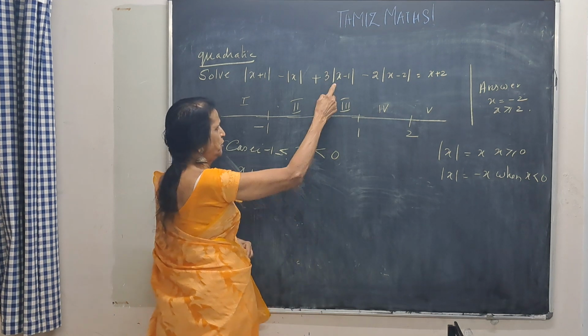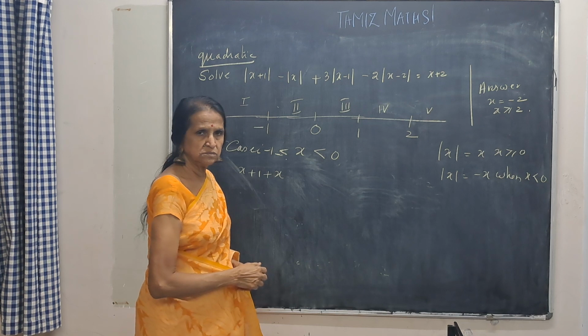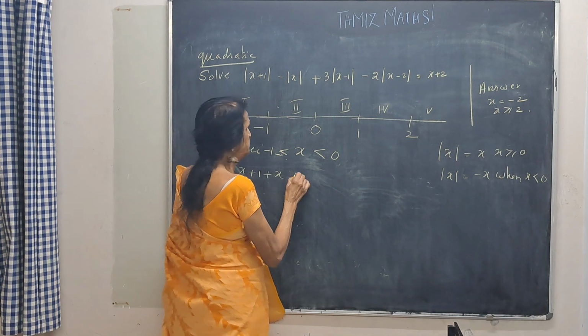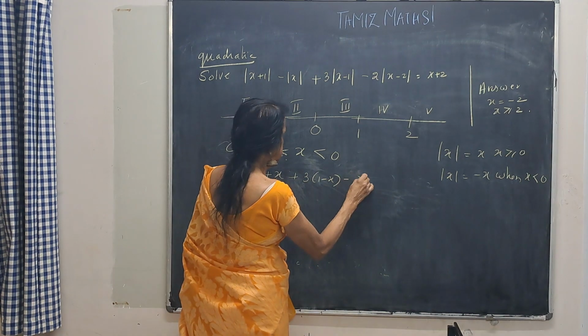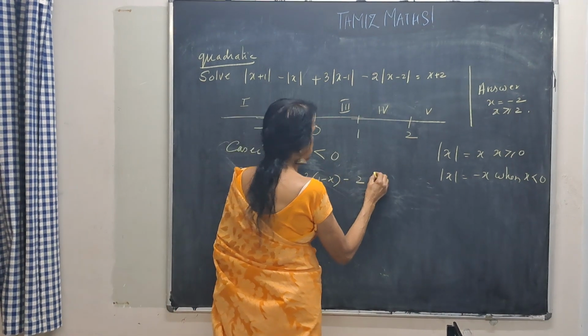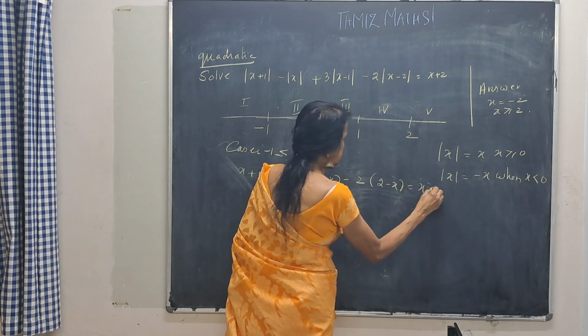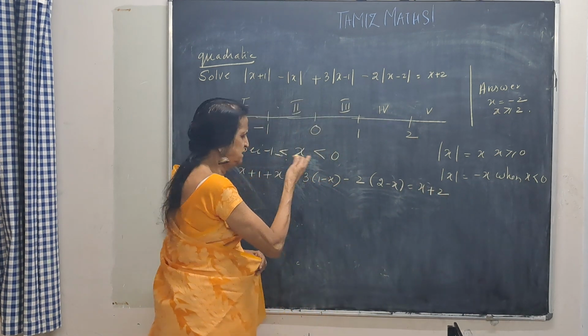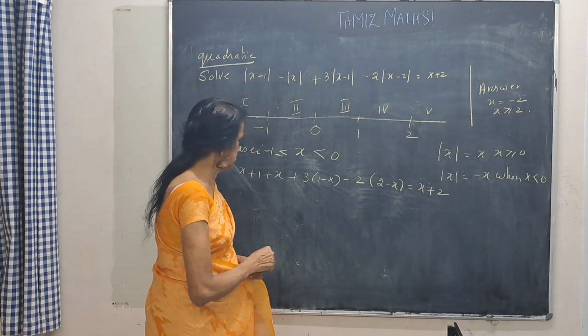And what do you feel about this? X is lying between minus 1 and 0. That will be negative. So it is plus 3 into 1 minus x. Minus 2, this also will be negative. So it is 2 minus x, which is x plus 2. If you want, you can take any value in between, substitute, check it, and remove the mod sign.